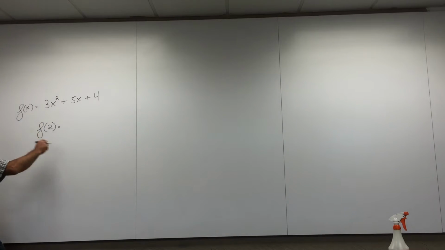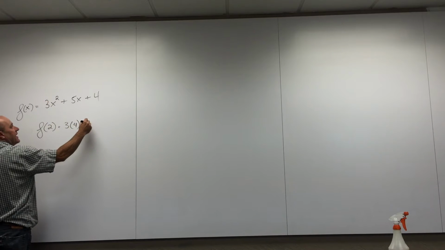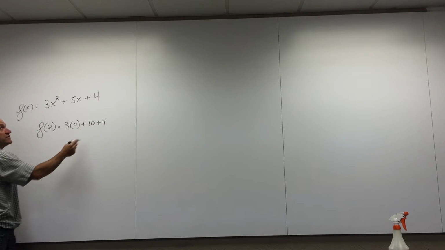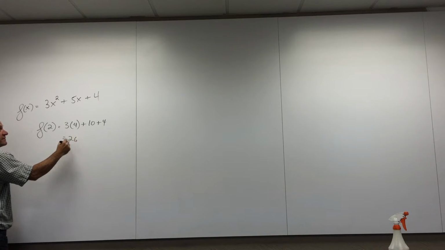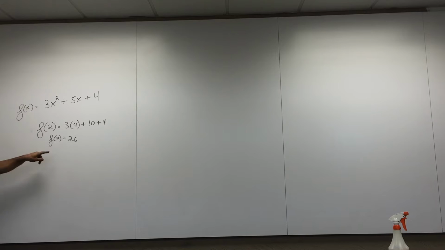Anyway, I'll plug it in 2. It's 3 times 4, is that okay with you? Plus 10 plus 4, I guess that's 12 plus 10 plus 4, I guess this is 26, right you guys? By the way, that means that whatever this function is, when x is 2, y is 26.